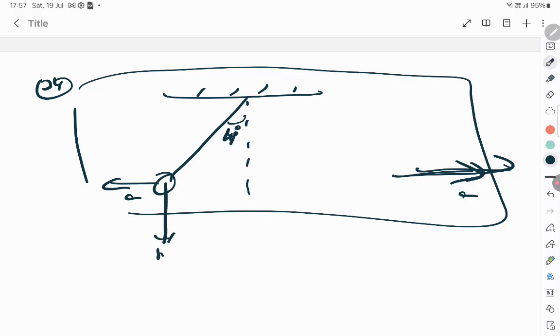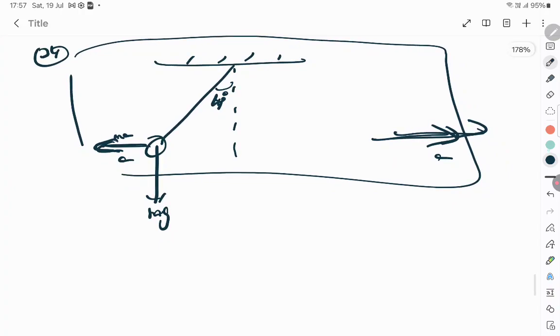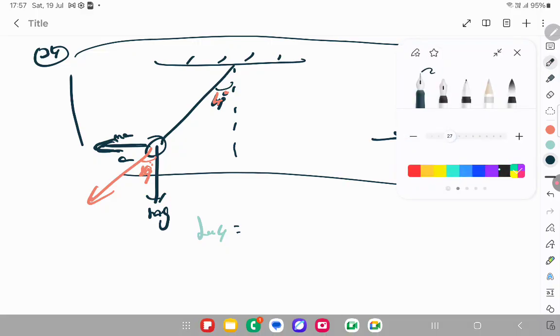You know that there will be an mg which is acting on the bob, and there will be ma which will be a force acting in the leftward direction. The moment you see this, you can do a resultant by parallelogram law. You don't need a parallelogram law here because this 4 degree has been given. You do a 4 degree here and do tan 4 degree. Tan 4 degree is opposite by adjacent. In opposite, you should draw this parallel vector.